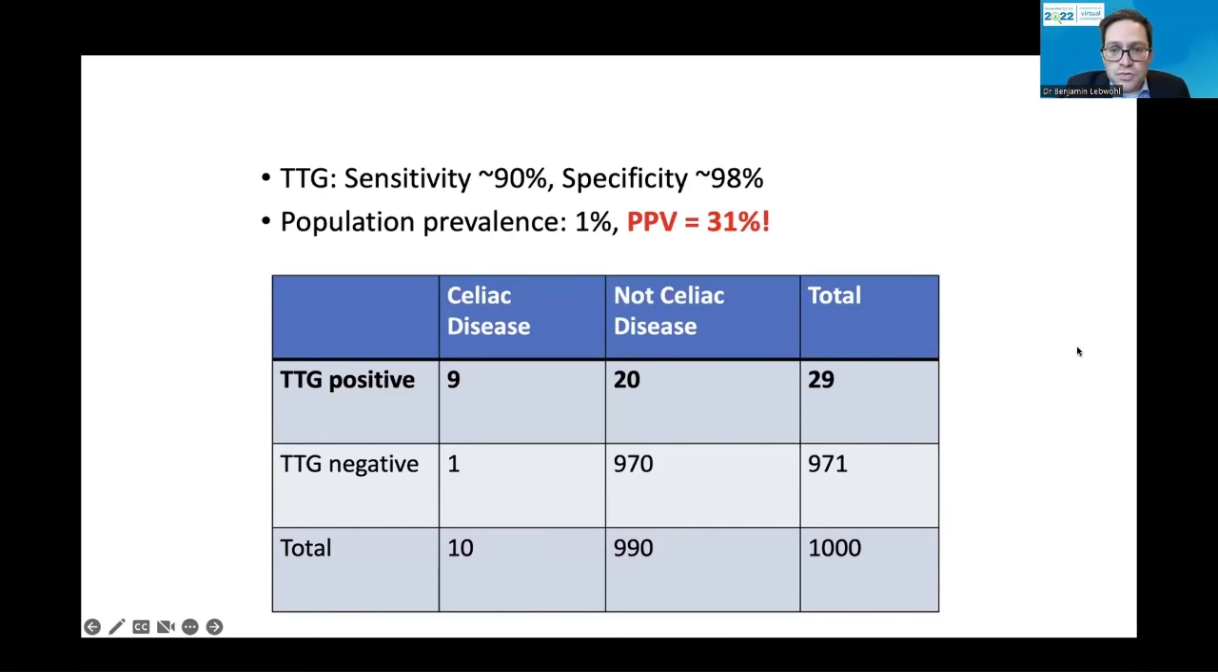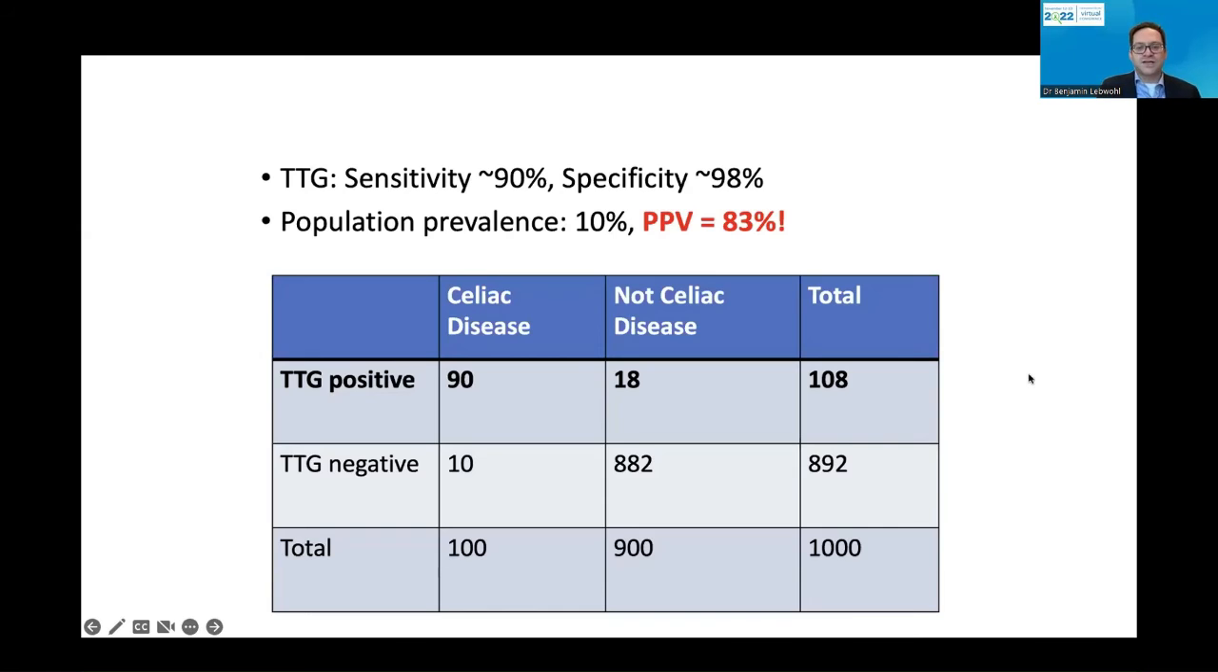And if you don't know about this trade-off and this principle, when you hear sensitivity 90%, specificity 98%, you might say the false positive rate is so low. In fact, it's very high. Most people just screened, unselected, who have any TTG-IgA elevation, only 31% will have celiac disease.